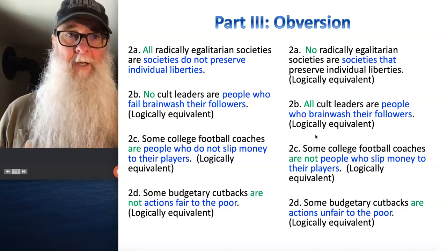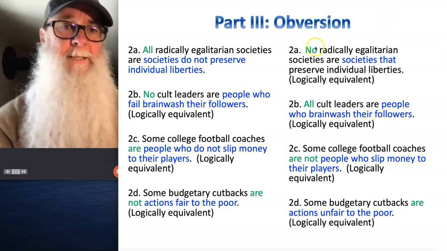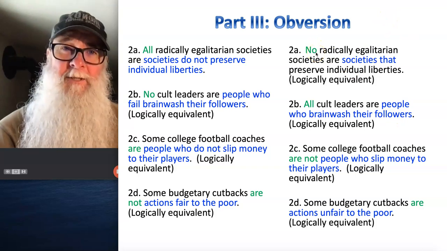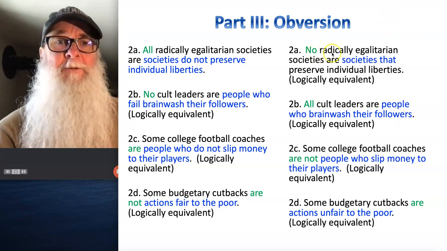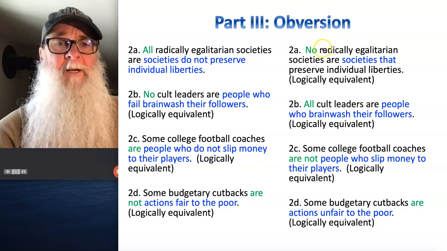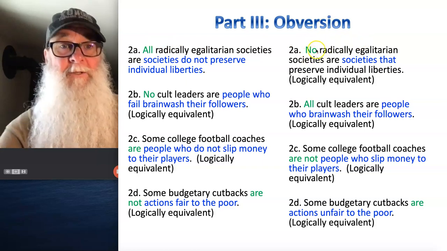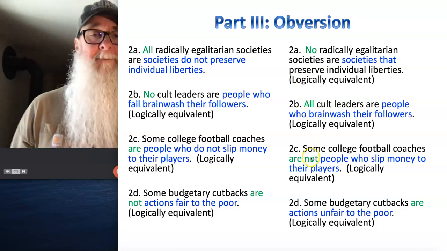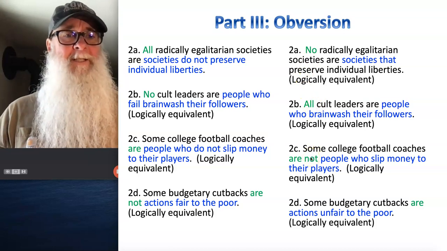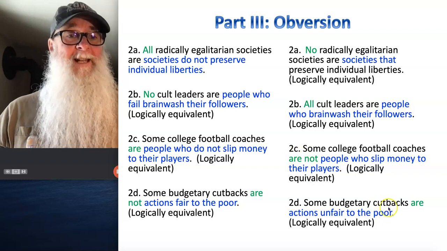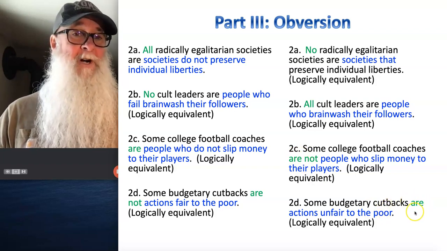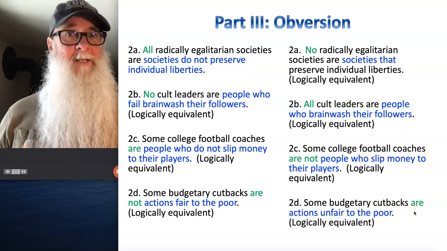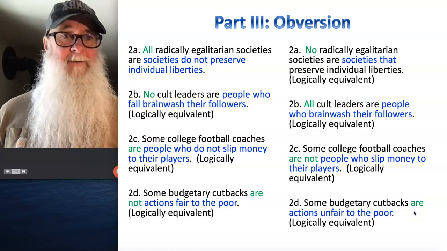equivalent to the original. So all of these are logically equivalent, and what you want to pay attention to here is that you did the 2 steps of obversion correctly. If you did, then the quantifier for 2A and 2B should have changed, in 2A's case to no and 2B to all, and the copula in 2C should be are not, and the copula in 2D should be are. Okay, so that's changing the quality but not the quantity of our statements.